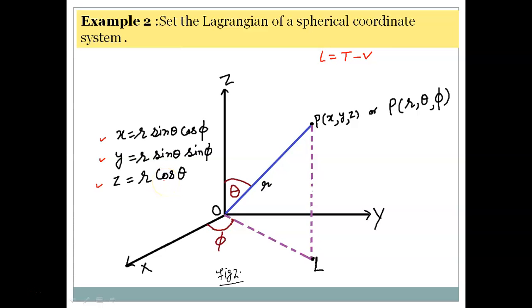Now for such a system, how to obtain the kinetic energy? If you consider that P is the particle, then how to obtain the kinetic energy and the potential energy? Obviously, potential energy depends on the coordinates only. So you can say here the coordinates are r, theta, and phi. So you immediately say that potential energy depends on r, theta, and phi. So what about the kinetic energy? Let us see.